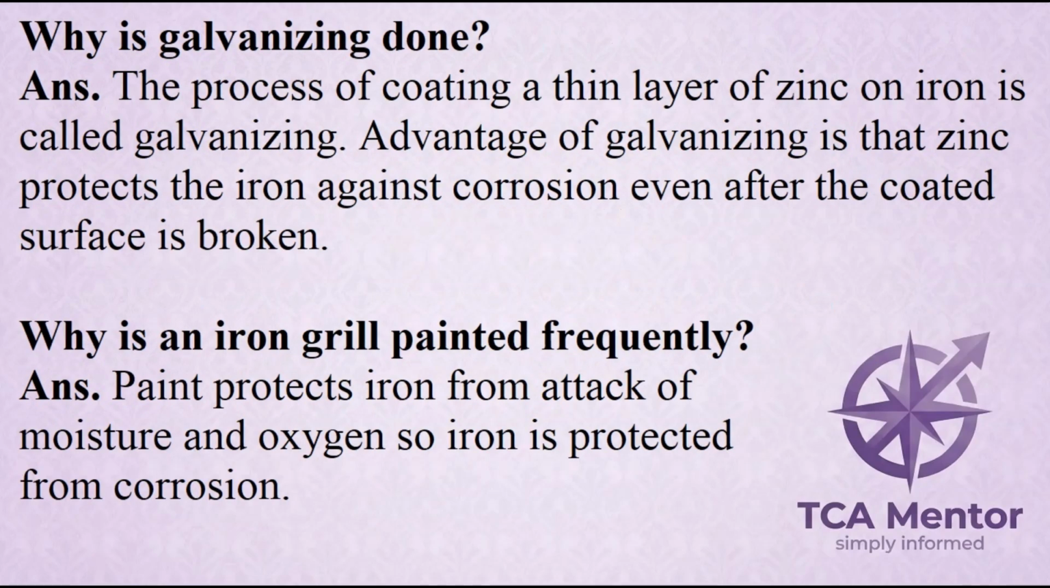Why is galvanizing done? ANS. The process of coating a thin layer of zinc on iron is called galvanizing. Advantage of galvanizing is that zinc protects the iron against corrosion even after the coated surface is broken. Why is an iron grill painted frequently? ANS. Paint protects iron from attack of moisture and oxygen, so iron is protected from corrosion.